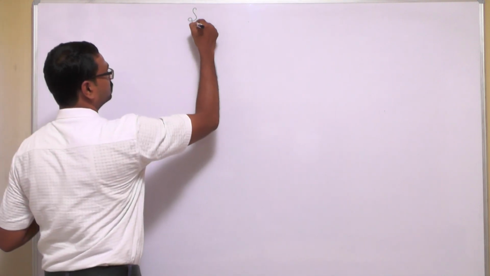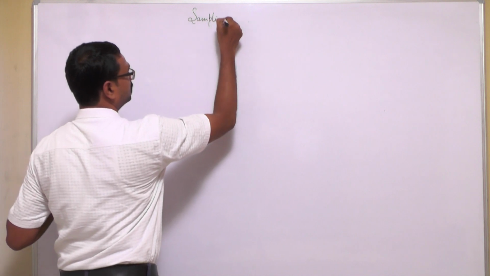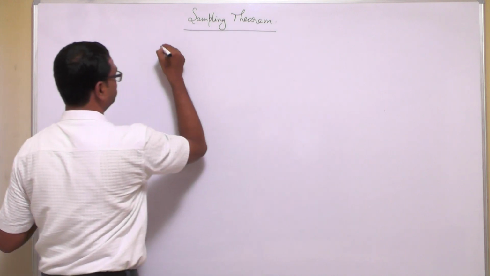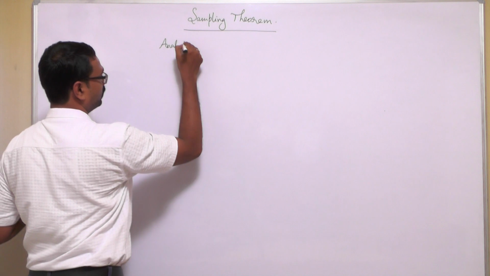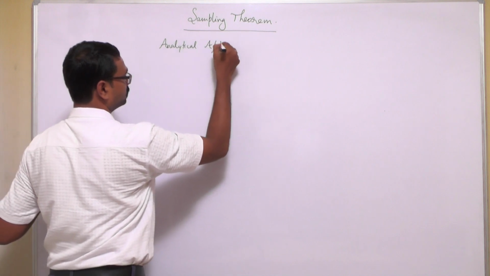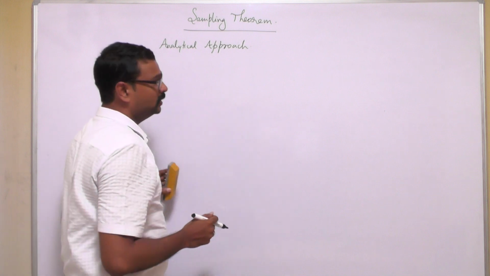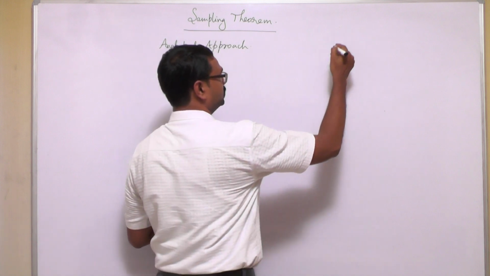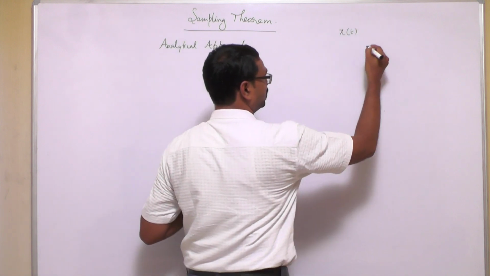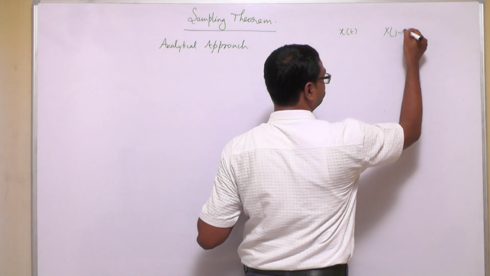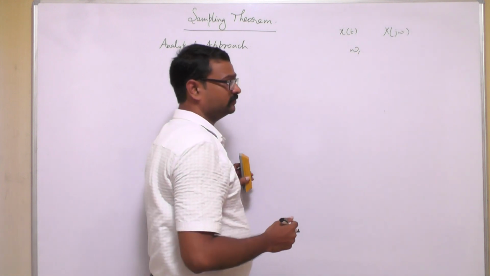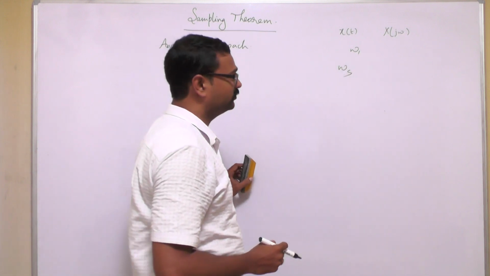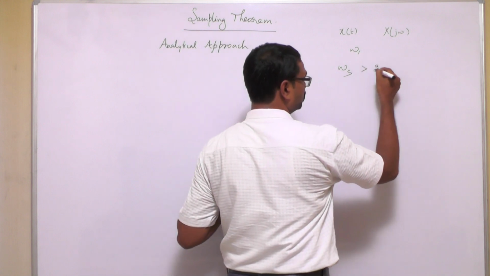So once again I will write the heading as sampling theorem, and we are going with the analytical approach. In the graphical approach we discussed: any continuous time signal x of t, having frequency spectrum X of j omega and highest frequency component omega 1, where omega s, the sampling frequency, must be greater than 2 omega 1.